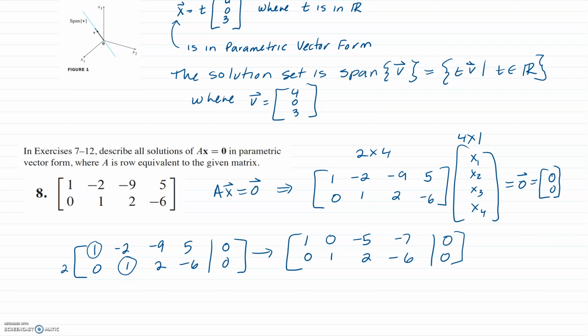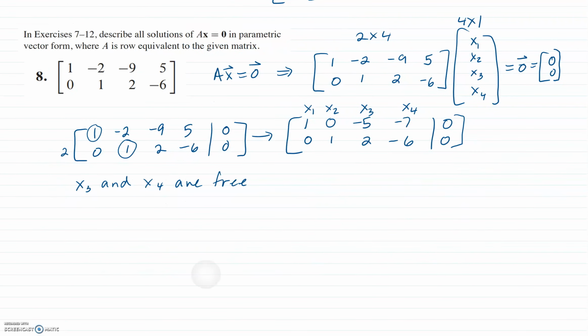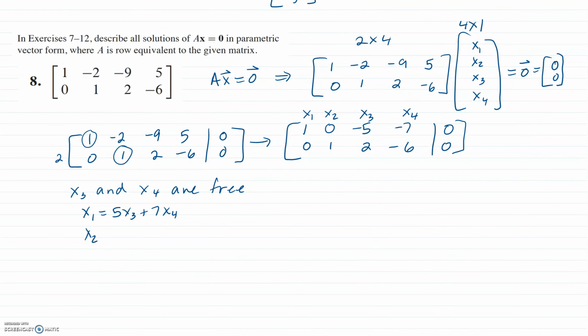So we have that x1 and x2 are our basic variables, and our free variables are x3 and x4. We know that x1 is, if I bring that over, 5x3 plus 7x4. And x2, if I bring that 2 to the other side of the equation, is negative 2x3 plus 6x4. And that is the solution, but now they want us to describe all solutions in parametric vector form. So let's write it in parametric vector form.